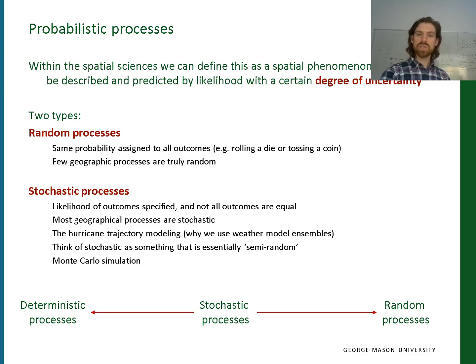So anyway, I've just categorized stochastic processes within this diverging space: deterministic processes at one end, which have no randomness, and random processes at the other end, which have uniform outcomes and lots of randomness. In the middle, we end up with a set of stochastic processes, which are very frequent in our everyday lives.